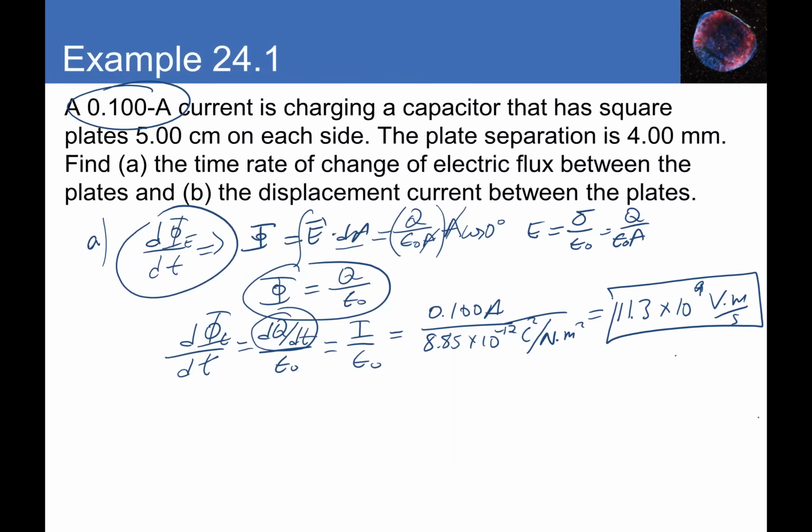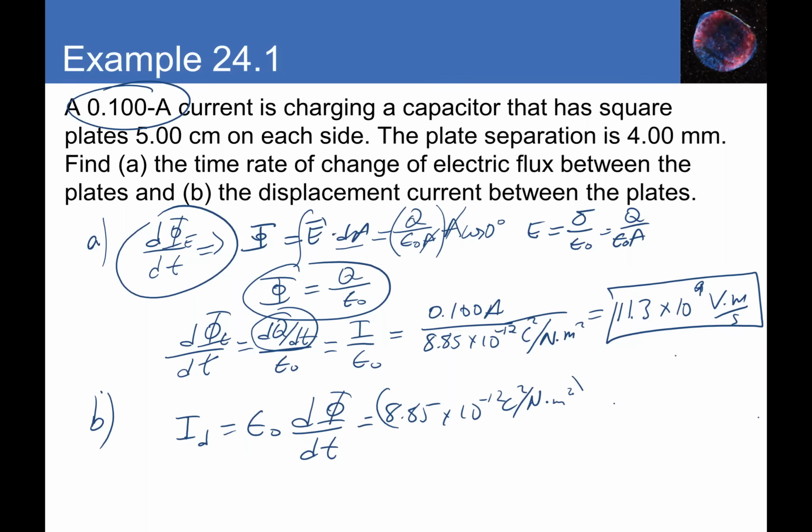Part B is the displacement current between the plates. We know the displacement current is epsilon naught times the changing electric flux over time. So it equals 8.85 times 10 to the negative 12 coulomb squared over newtons times meter squared, times 11.3 times 10 to the 9 volt-meters per second. And what I get from here is 0.100 amps.